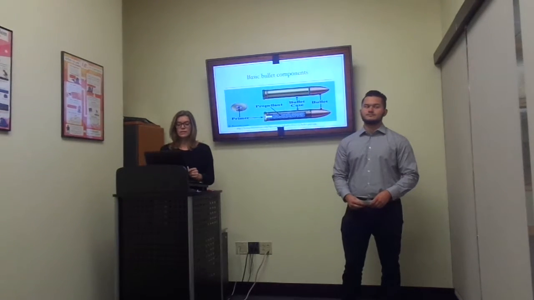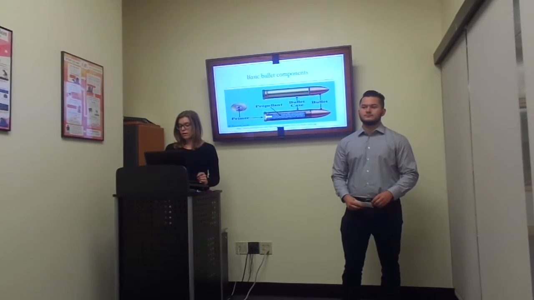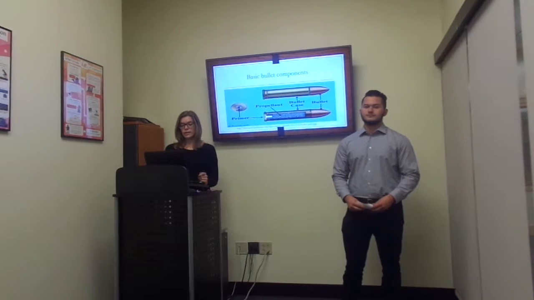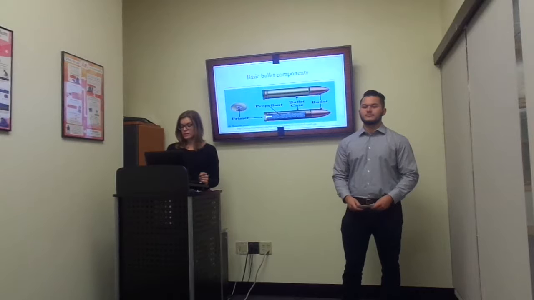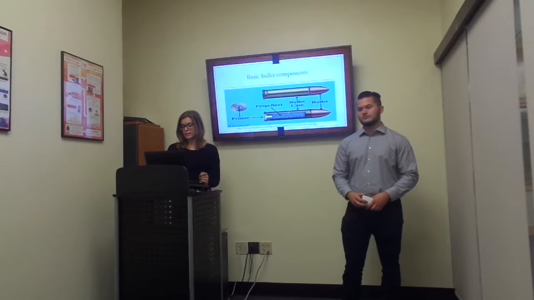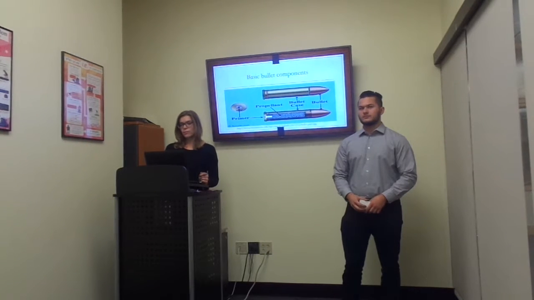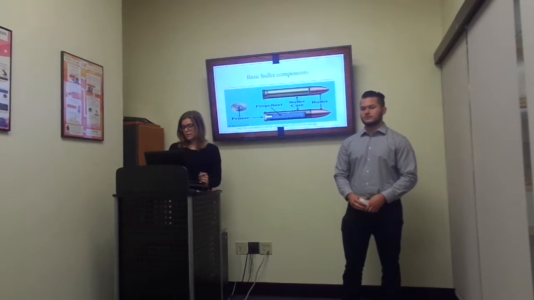The basic components that build a bullet are the primer, the propellant, the bullet casing, and the bullet. The primer is where the firing pin strikes the bullet and lights the propellant inside. The propellant is the gunpowder, and when it is lit, it explodes, causing gases to propel the bullet forward. The bullet is the projectile that is launched, and the bullet case holds all components of the bullet together.